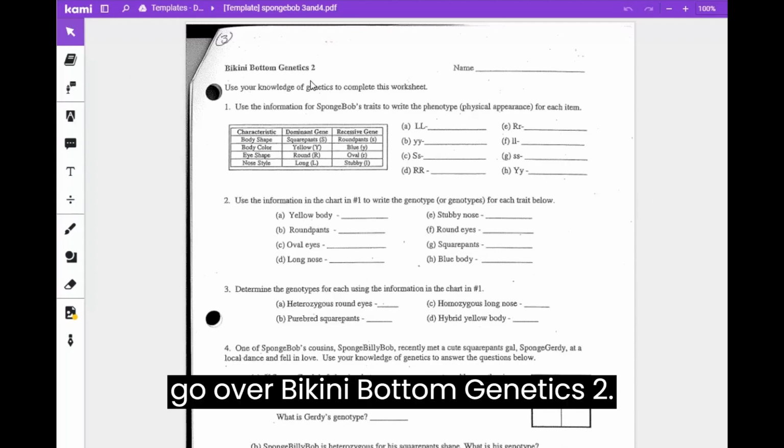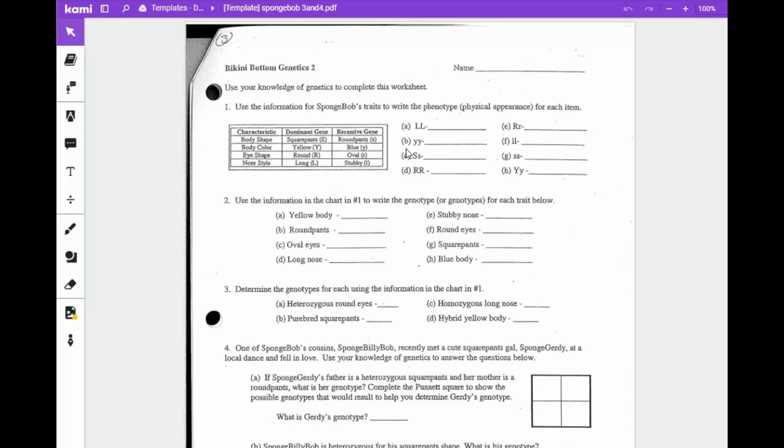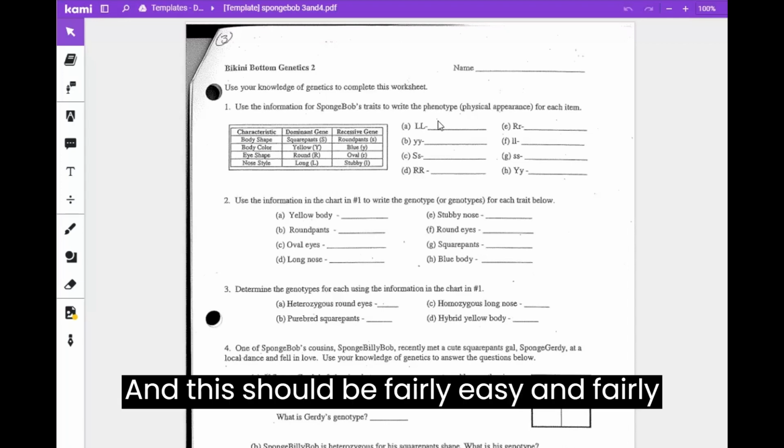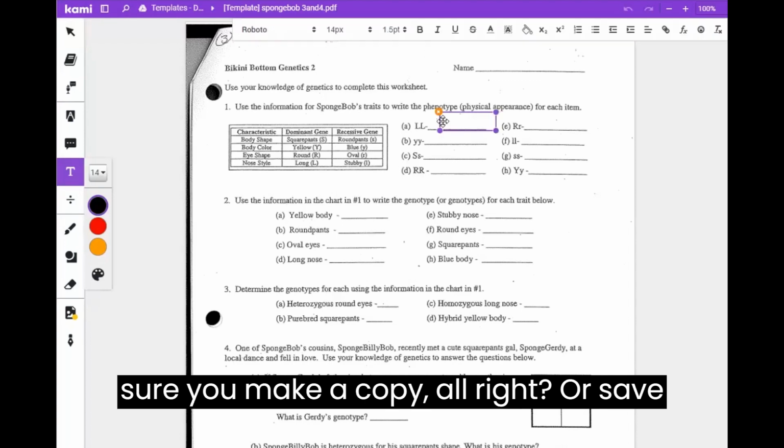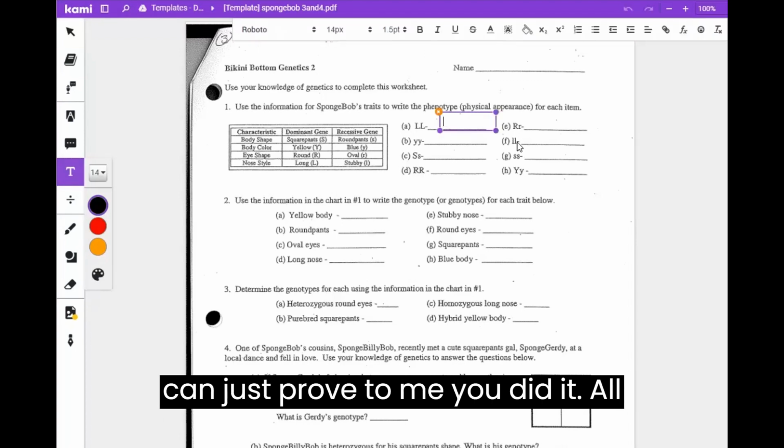Let's go over Bikini Bottom Genetics 2. This should be fairly easy and fairly quick. So again, hit the text box. Make sure you make a copy, or save your copy or take a picture of it so you can prove to me you did it.